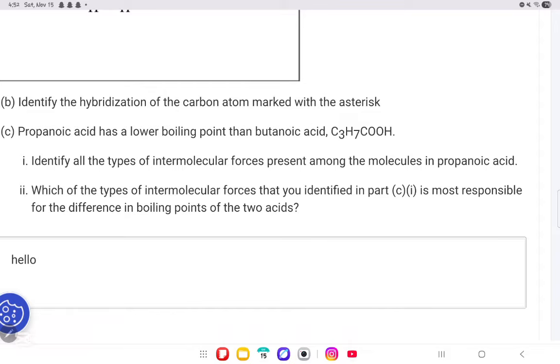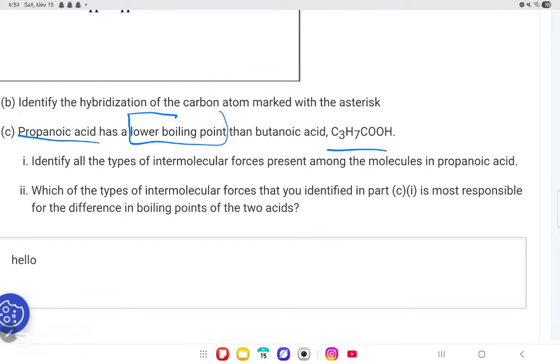Propanoic acid has a lower boiling point than butanoic acid. Okay? First of all, propanoic acid is whatever we had above. Butanoic acid is whatever we have here. They're saying it has a lower boiling point than butanoic acid. Now, propanoic acid is C2H5COOH. First of all, identify all the types of intermolecular forces present. For sure, we have a hydrogen bond, because we have oxygen bonded to a hydrogen. This is a hydrogen bond. And then, I believe they're both polar. If I'm mistaken, we can check in the answer key and we can correct ourselves, okay? So I believe they're also both polar, and they have LDF forces.